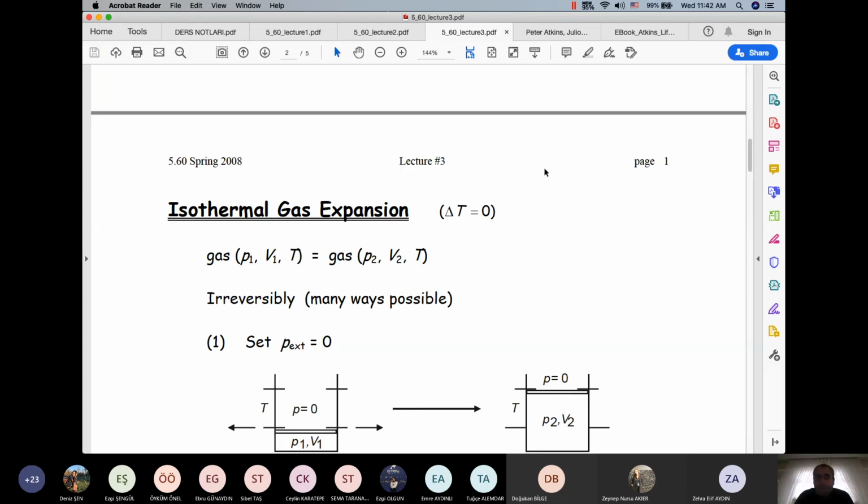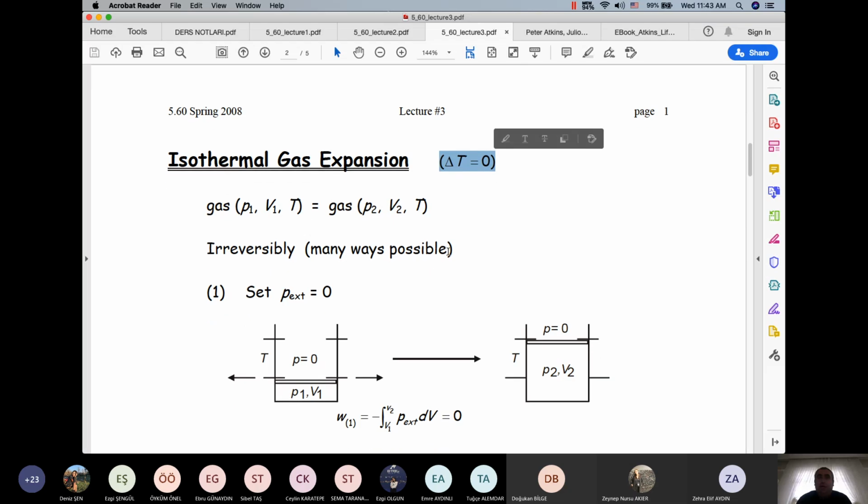Okay. Now we can have the expansion of gas in different ways. One is the isothermal event. Isothermal means the temperature change is zero. So I can expand the system isothermally, which means that... how do I do that?